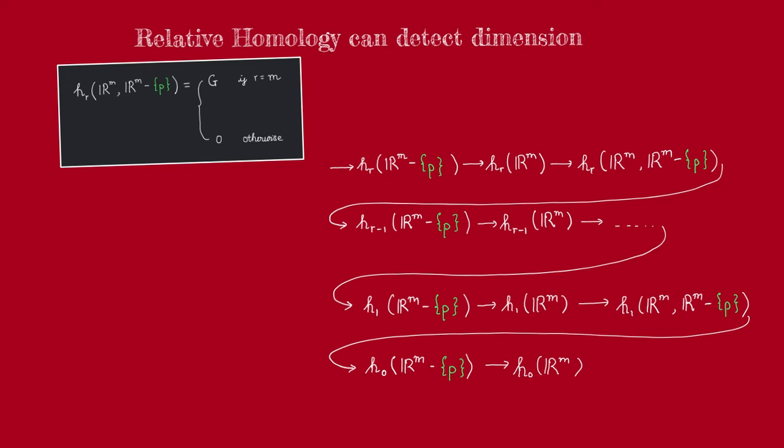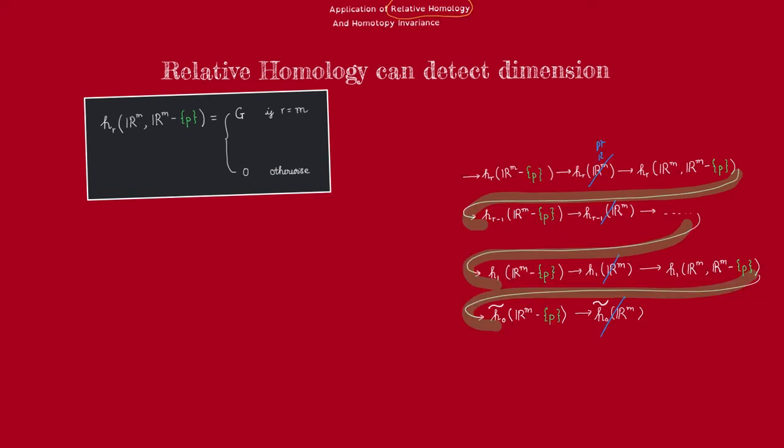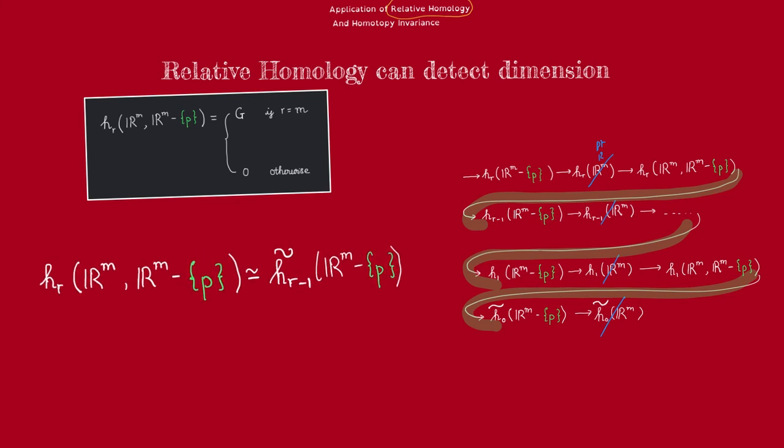Now, since R^m is contractible, all of these homology groups must vanish. And if we look at reduced homology instead here, in degree 0, then this also must vanish. So in particular, these maps here must be isomorphisms. In particular, this relative homology group in degree k must be isomorphic to this absolute reduced homology group in degree k-1.